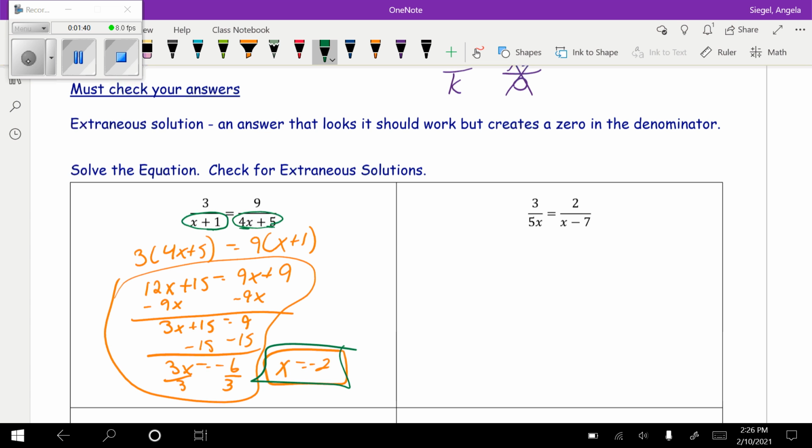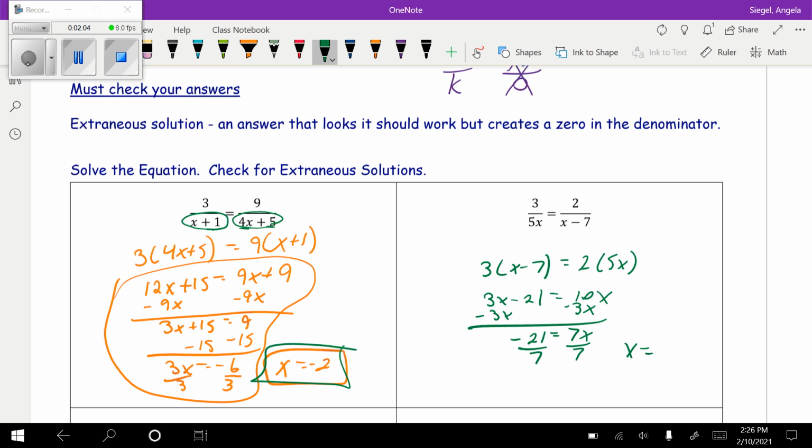I'm going to do the same thing over here. I'm just going to cross multiply, and I get 3 times x minus 7 equals 2 times 5x. So 3x minus 21 equals 10x. I'll subtract the 3x, get -21 equals 7x, divide by 7, x equals -3. If I plug in -3 here, is it going to give me a 0? No. If I plug in -3 here, is it going to give me a 0? No. So this solution is okay.